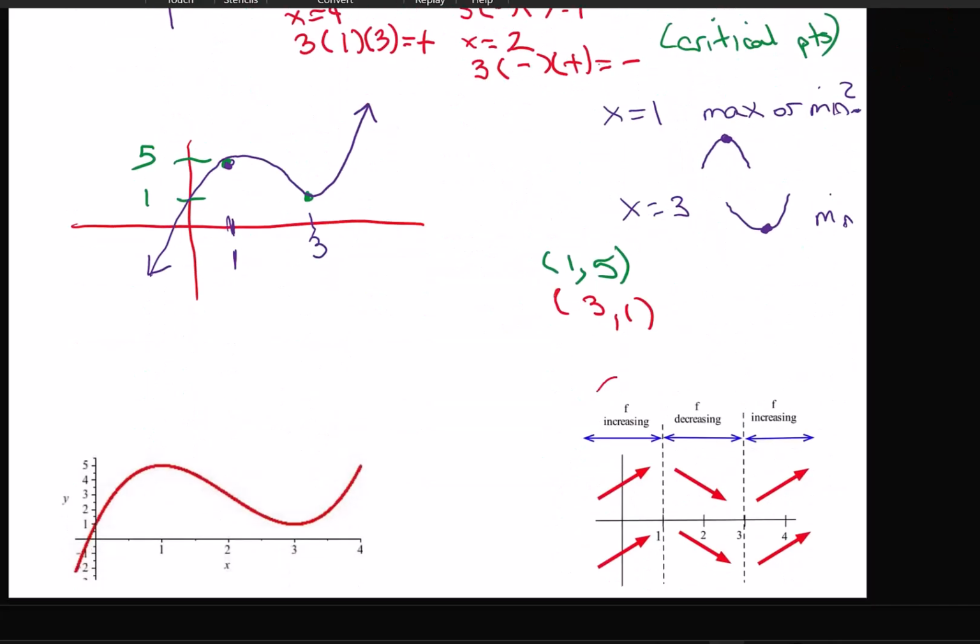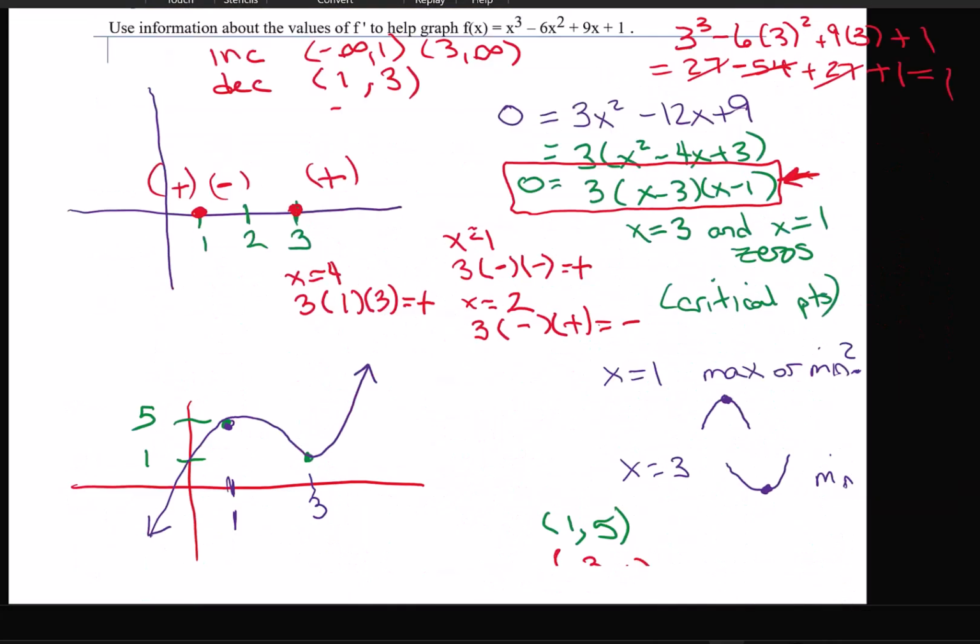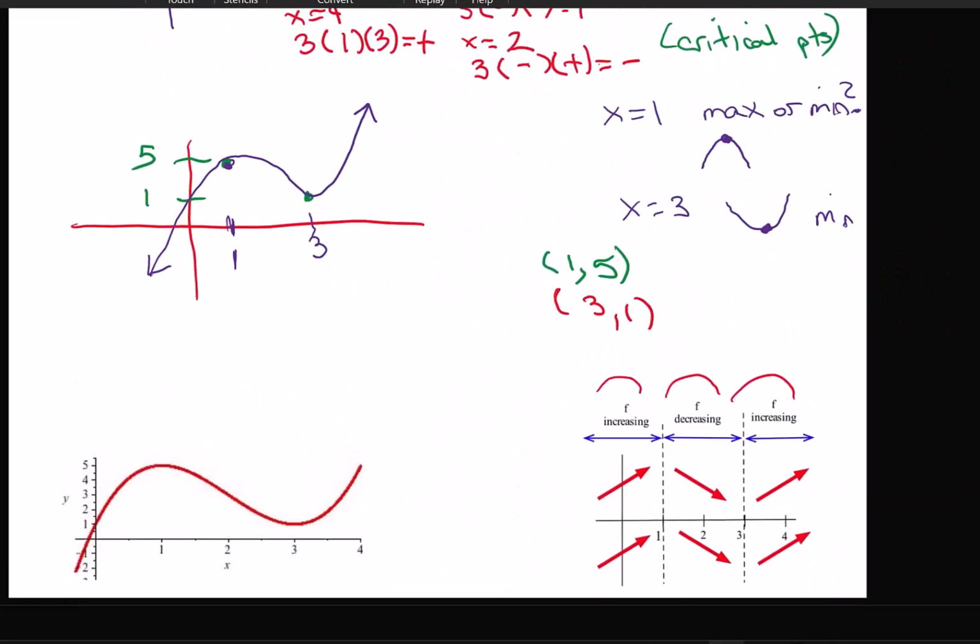So here we have increasing, decreasing, increasing from negative infinity to 1, from 1 to 3, and from 3 to infinity. We don't have an end point. And so if I were to connect these dots, notice it has a similar shape to our function. It's just that we don't know where the values are from here.